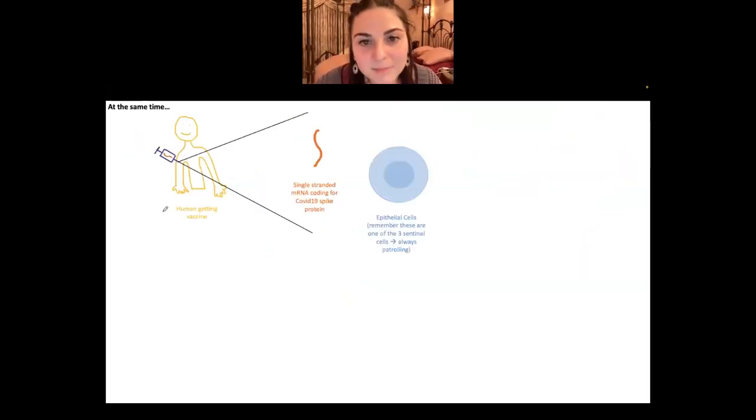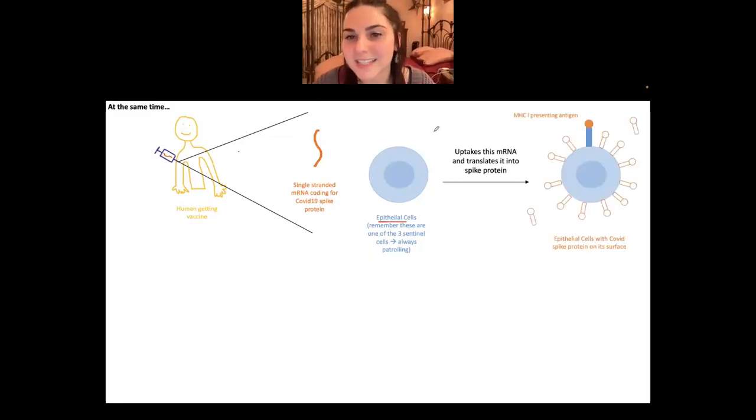So at the exact same time, this process happened. It injected the single-stranded mRNA, and now we have the sentinel cells that are always around. One of the sentinel cells is an epithelial cell, right? So the epithelial cell sees it, and it's like, oh, let me uptake this. So it uptakes it, and it translates it, and it makes spike protein, and it puts spike protein on its surface. It also puts it on an MHC class 1 because now it's infected, right? It loads it on an MHC class 1. It's just a piece of mRNA. It can translate it, and it puts it on its surface. Now we have an epithelial cell with spike proteins on its surface.